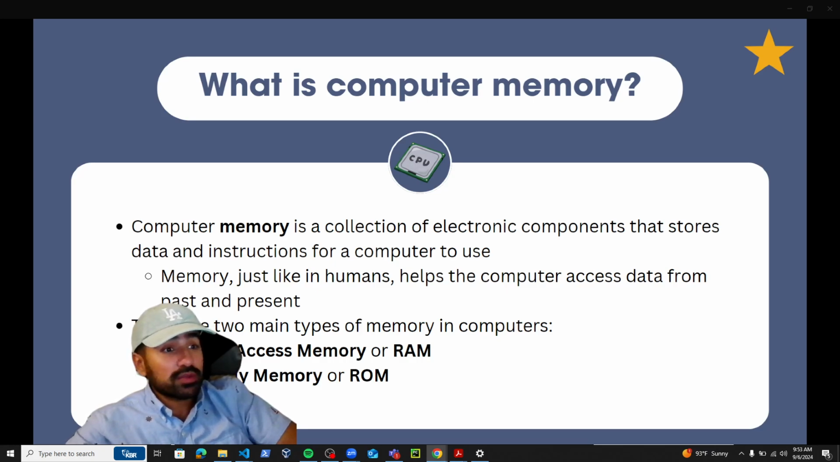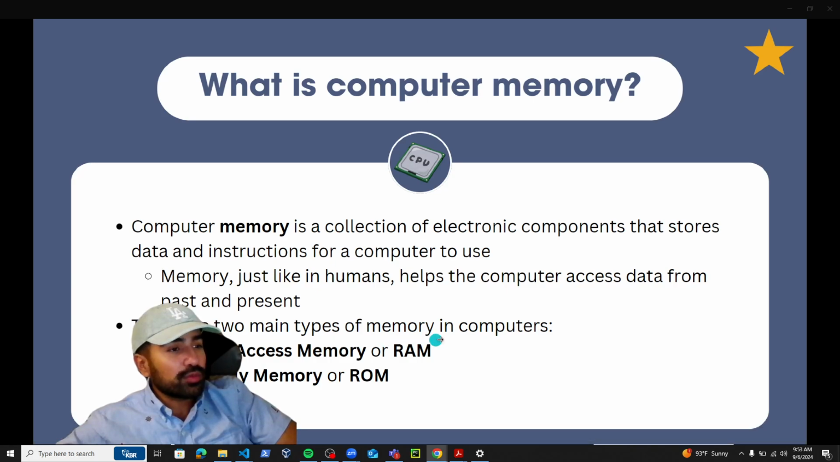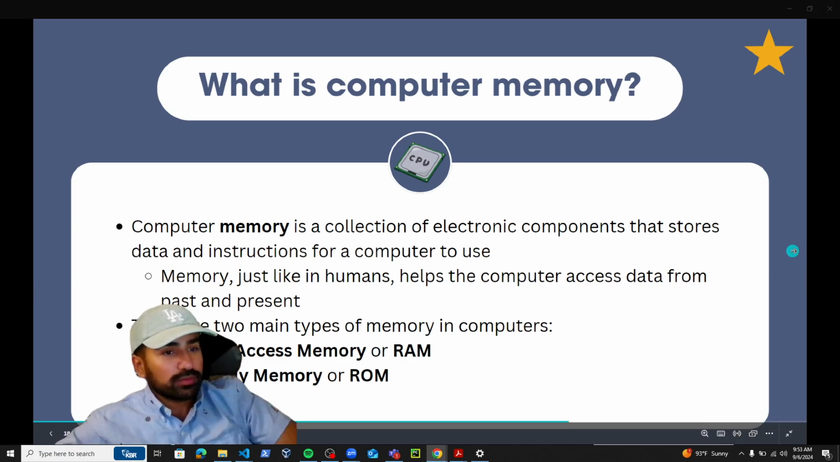And if we're talking about something like AI, it really relies on memory a lot in order to solve and really emulate the intelligence of humans. Artificial intelligence, AI. So there are two main types of memory we'll be talking about, just like I mentioned. There's RAM or ROM. RAM is called random access memory, and then there's read-only memory.